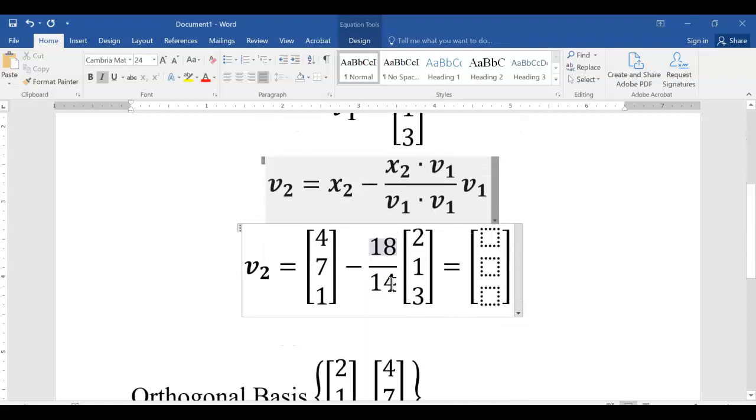That's the projection of x2 onto v1. So if I take x2 minus that projection, you're going to get the component which is orthogonal to v1, and that will be my second element in my set. Now, in this case, notice we're going to get some ugly fractions, and that's perfectly fine. When I take my first entry, 4 minus 18/14 times 2, I get 10/7.